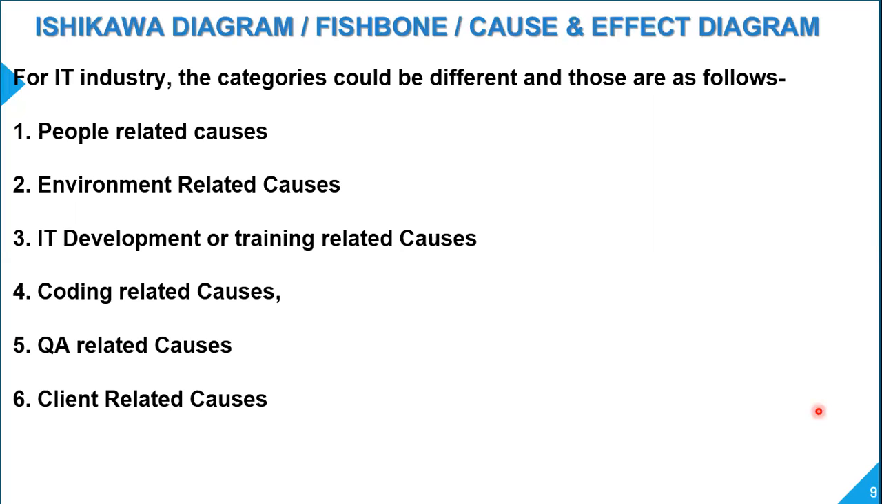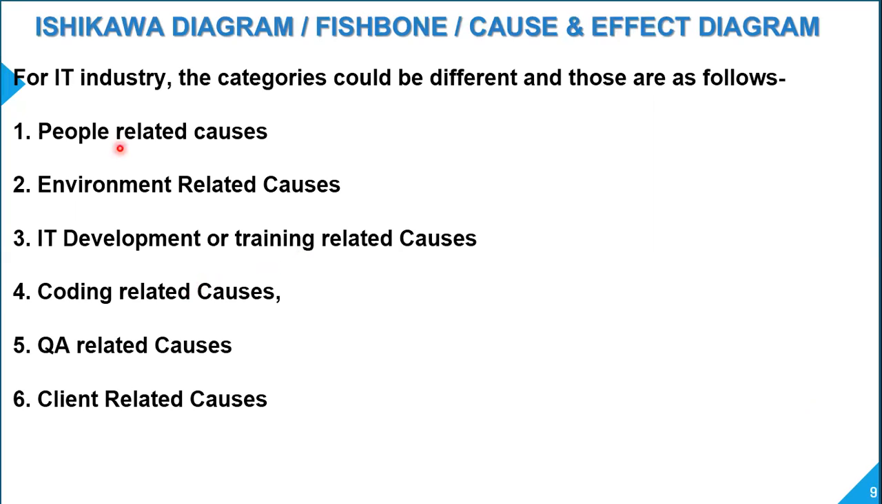In manufacturing, we had method related causes, if you remember: the methodology and procedures which we follow to develop a given product or process. Here it is IT development or training related causes. Training is equally important, so we are combining these 2 things under one category. Anything associated with the process or procedure of development or training of software professionals will come under this category of IT development or training related causes.